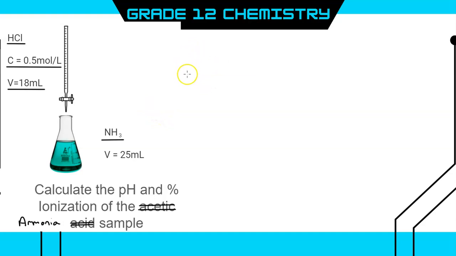Just as before, we're going to write our titration equation. So we have ammonia plus hydrochloric acid, and that's going to give us ammonium chloride. So let's go ahead and write what we know.